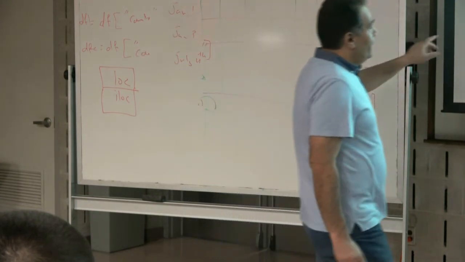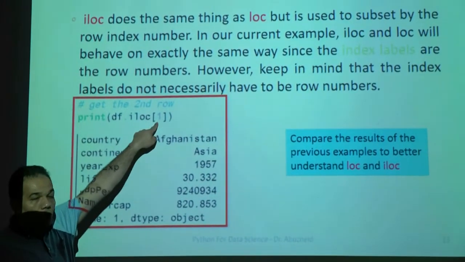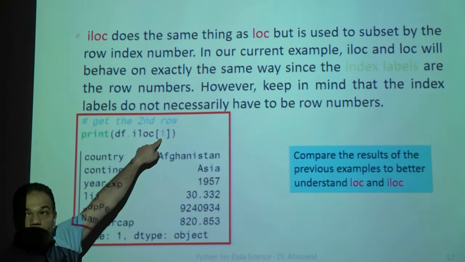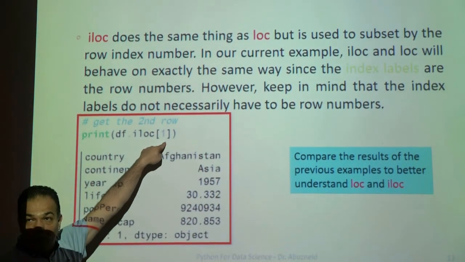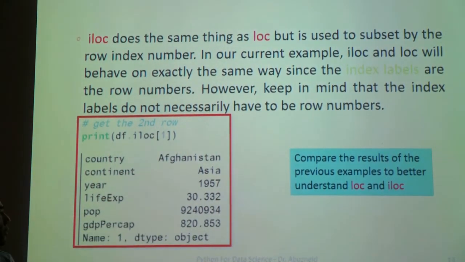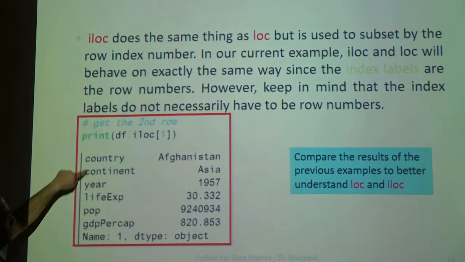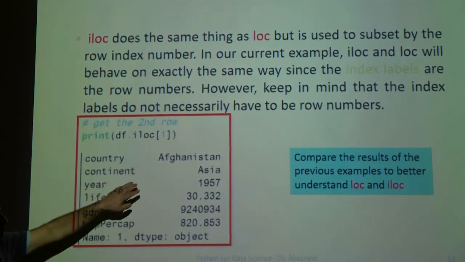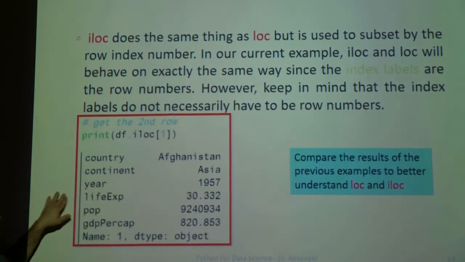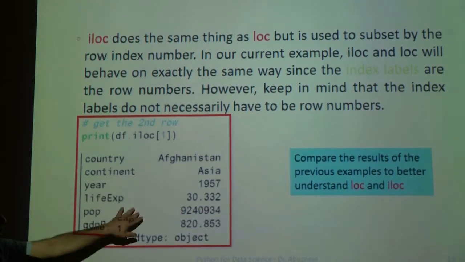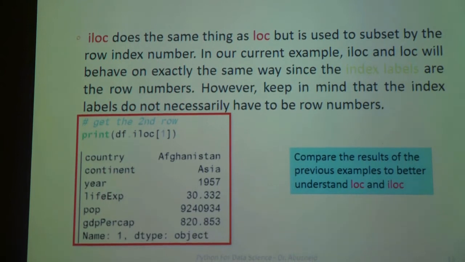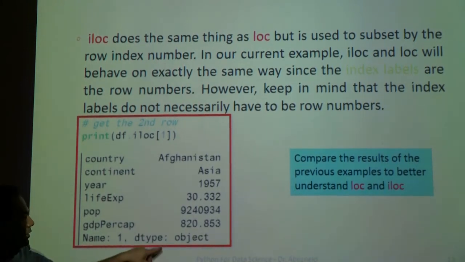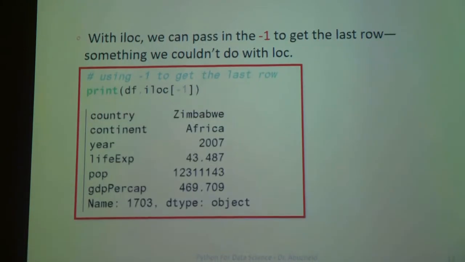So in here, if I say iloc 1, this will give me which row? The second, right? Because you start from 0. So this is basically the second row. And it printed the country is Afghanistan, the continent is Asia, the year, life expectancy, population, all of that. And the data type is an object.